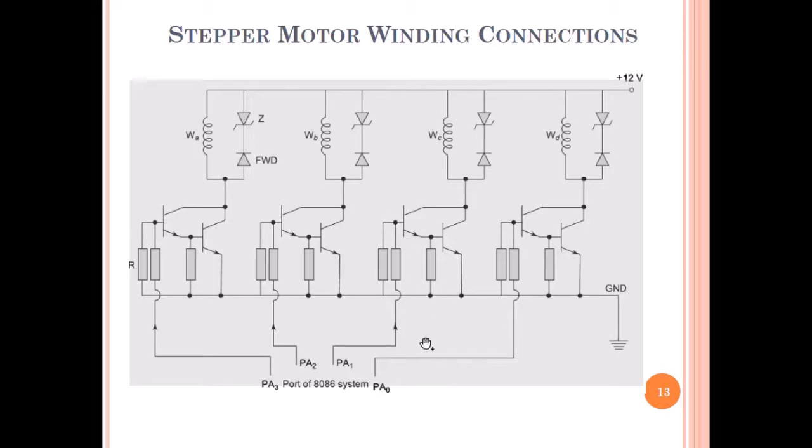So this is a general diagram, not required for any examination, just to depict how these are connected. These are the windings WA, WB, WC, WD, and these are the port addresses of an 8255 chip. These are the port addresses that are connected so that the pulse can be given to the windings.